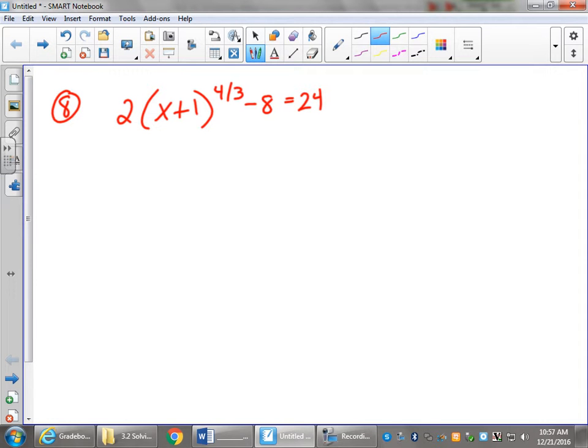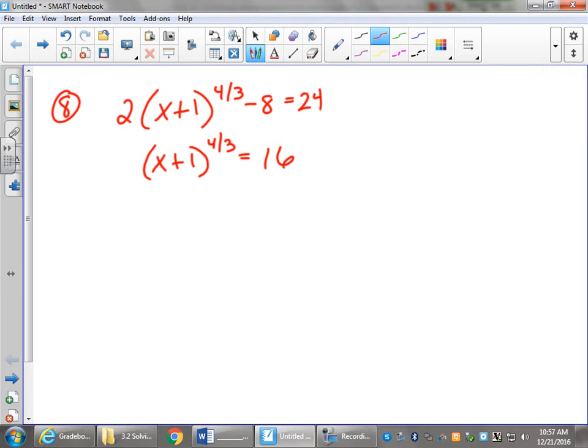So what was the first step you did on the warm-up? Good. Add the 8 to the other side. And then what was your second step? Divide by 2. That would have left you with x plus 1 to the 4/3 equals 16, because 24 plus 8 is 32, and if you divide that by 2, you'll get 16.